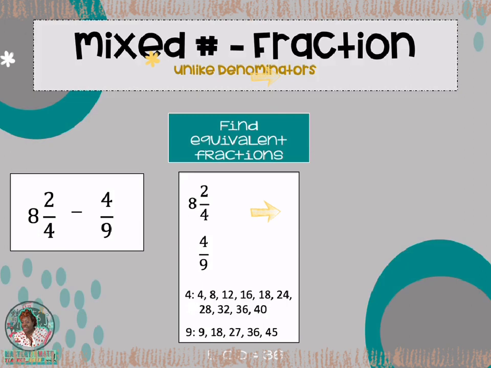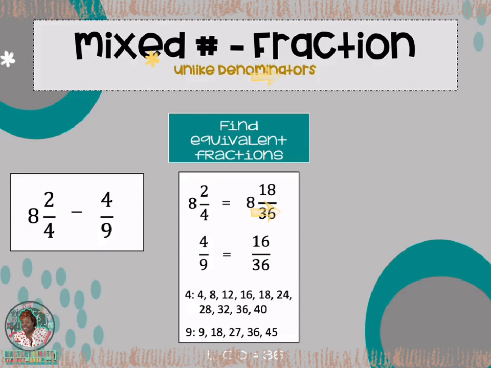In this case, your LCD is 36. So we're going to set our new denominator as 36. And in this case, we are going to keep our whole number. We're not going to do anything with it as yet because our whole number is greater than 1. 8 and 2/4 is the same thing as 8 and 18/36. 4/9 is the same thing as 16/36.